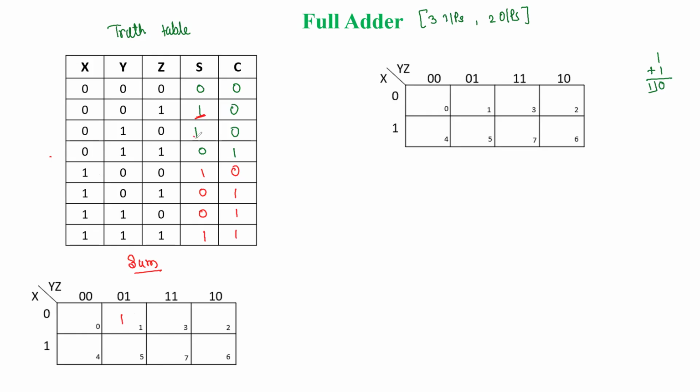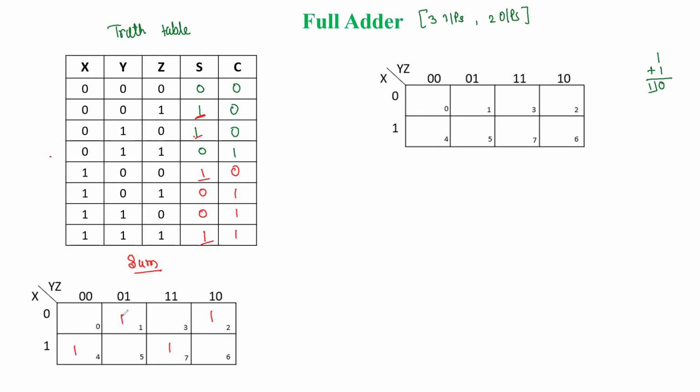Second, again we have 1 here. For that 0, 1, 0. So 0, 1, 0, that equivalent is how much? 2. So we'll write 1 here. Again next here 1, 0, 0, that is 4. So we are writing 1 here. This is 1, 1, 1, that is 7. So min term here, this is 1.